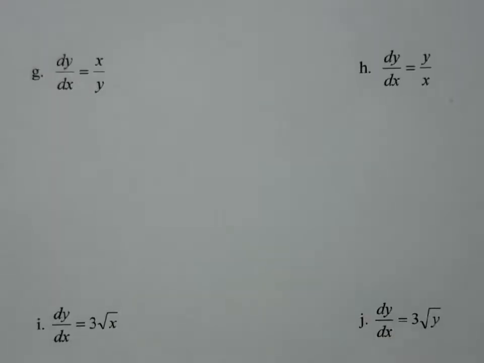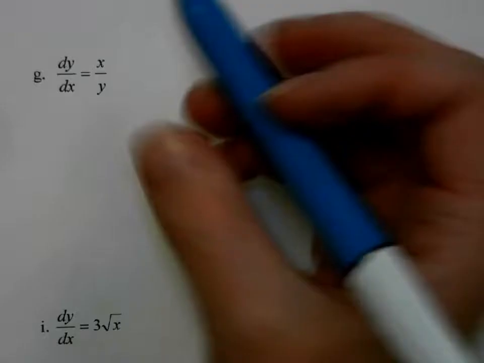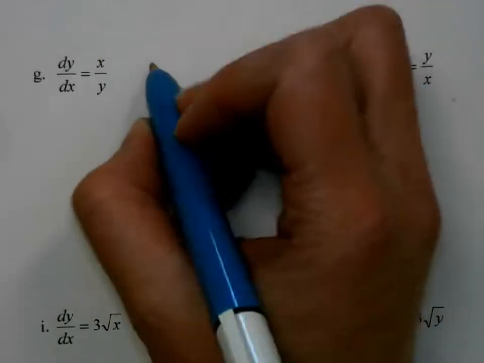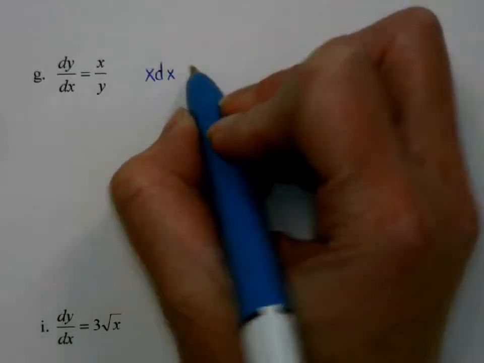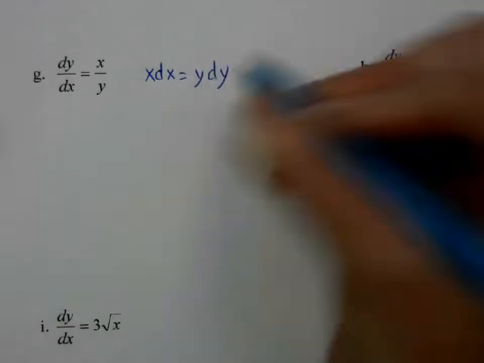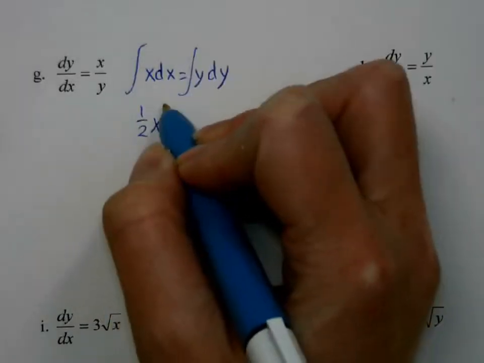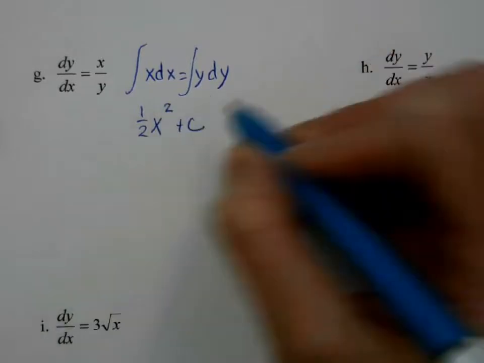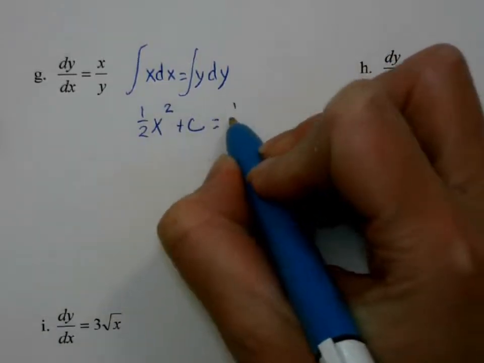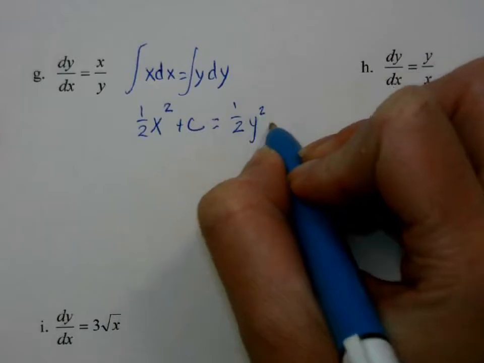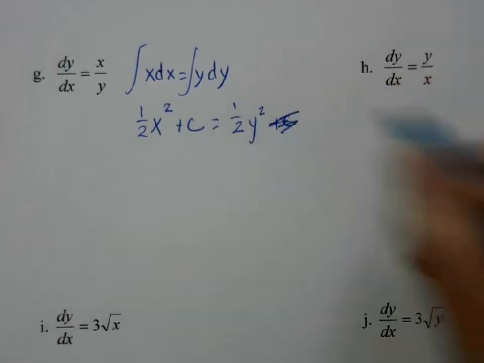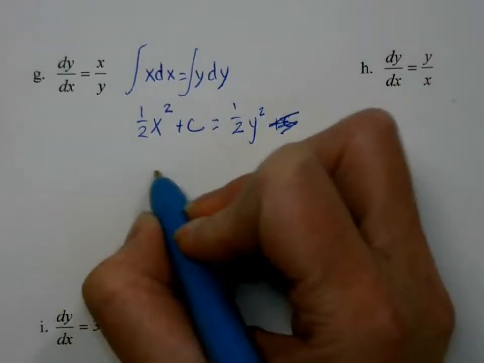All right, x over y versus y over x. Well, if I have x over y, that gives me x dx equals y dy. So 1/2 x squared plus c, I did that backwards, sorry, equals 1/2 y squared plus c. No, plus c. Multiply both sides by 2.